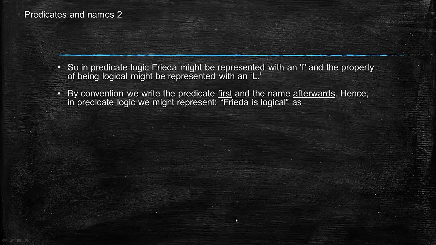Now, in predicate logic, by convention, we write the predicate first and the name afterwards. So Frida is logical would actually be written like this if we used F and L for that purpose. So this actually sort of says logical Frida, right? But it's the translation in predicate logic of Frida is logical.